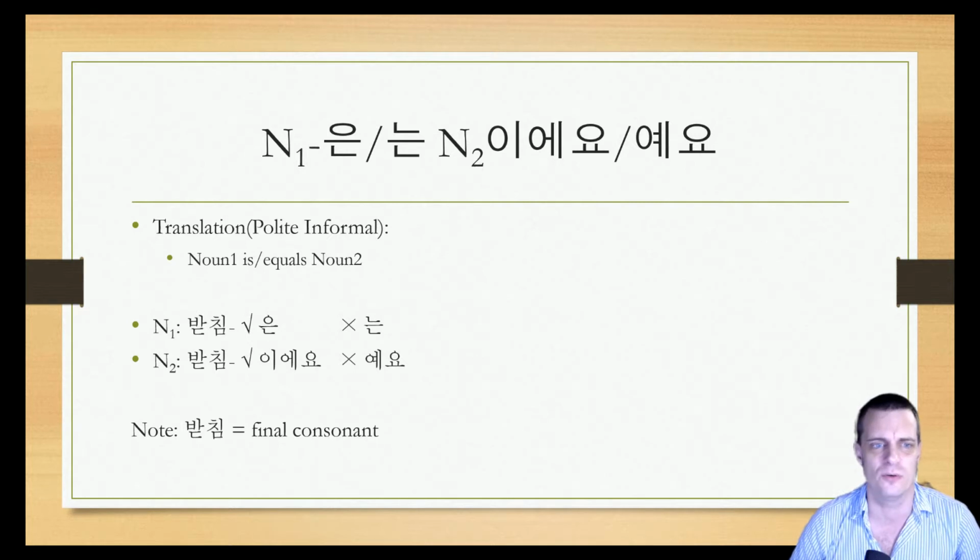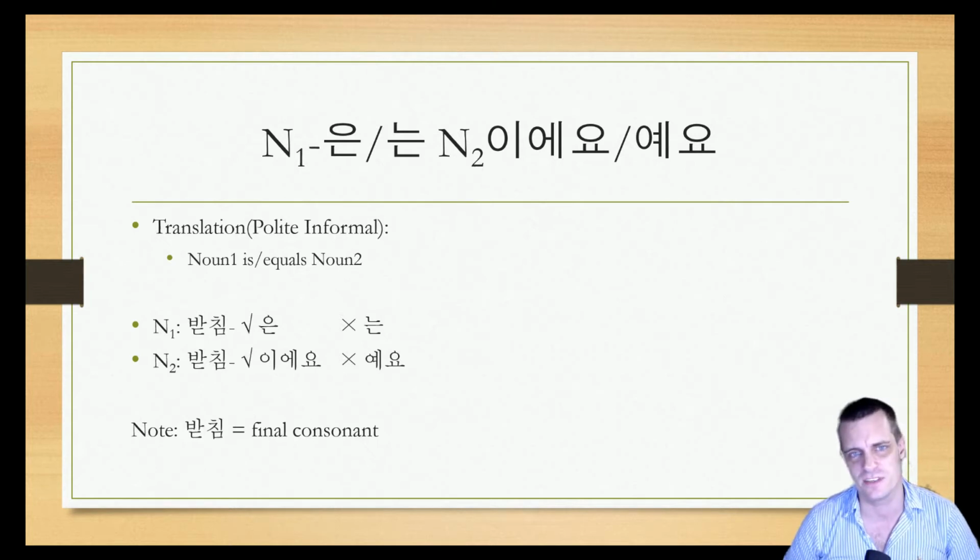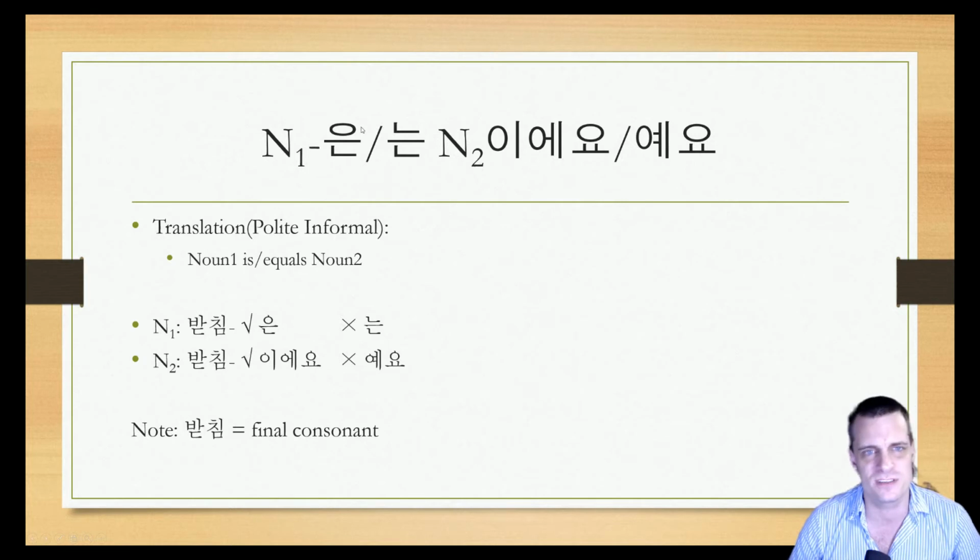So getting into what this grammar means, firstly, let's start with the translation. And the translation is noun 1 is or equals noun 2. And it uses the 이다 verb, which you would have seen on the previous screen. Now, when it comes to the creation of sentences with this, if you have a look up the top here, you'll notice that there's a N-는 after noun 1, and after noun 2 there's an 이에요/예요.